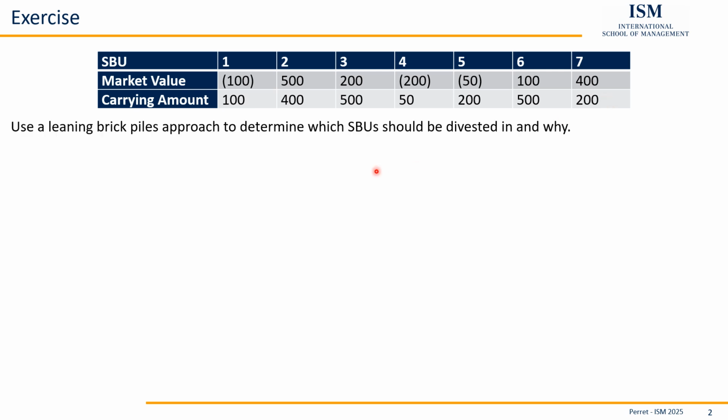Based on these statistics, we are asked to use the Leaning Brick Piles approach to determine which of the strategic business units should be divested and why. And as I said, carrying amount means here the same thing as book value. Well, how to proceed with this?